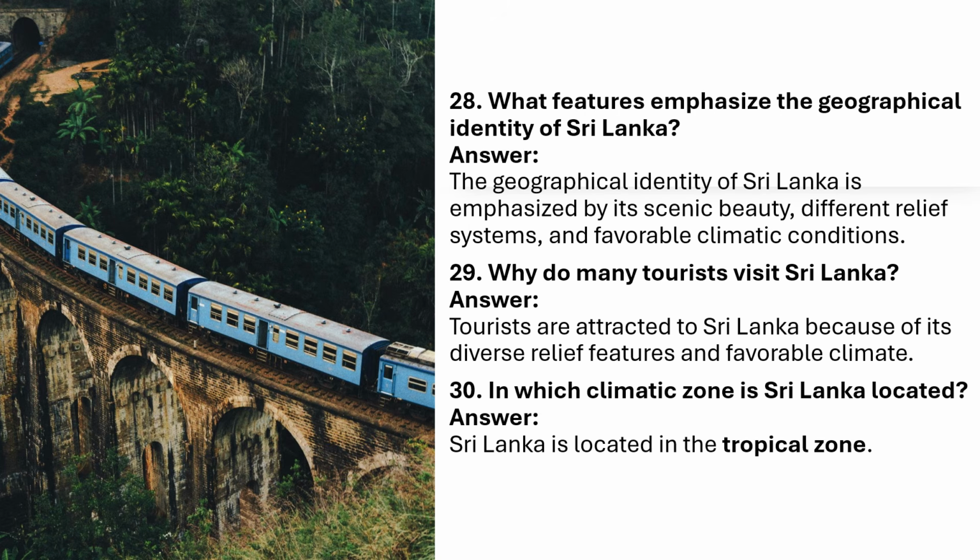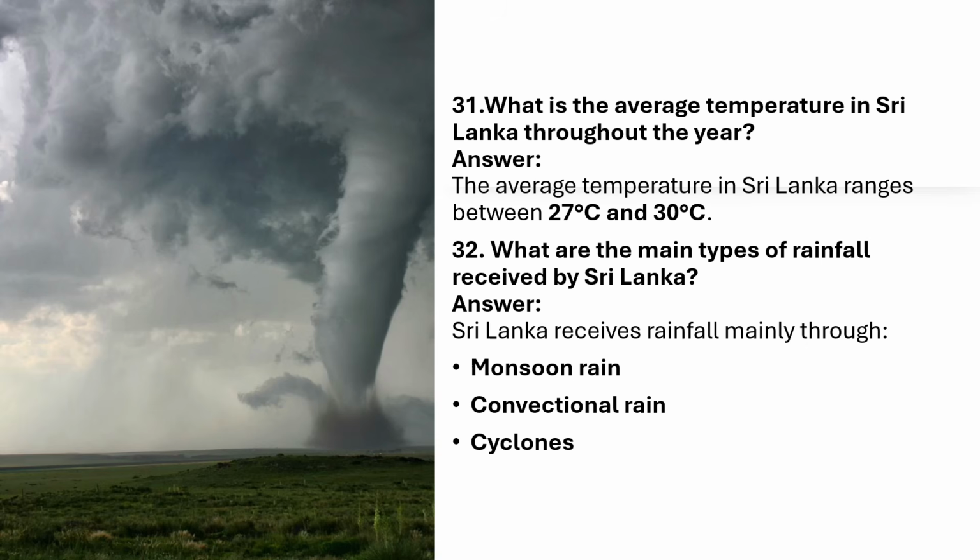You get the point. Why do many tourists visit Sri Lanka? Answer: tourists are attracted to Sri Lanka because of its diverse relief features and favorable climate. In which climate zone is Sri Lanka located? Answer: Sri Lanka is located in the tropical zone. What is the average temperature in Sri Lanka throughout the year? The average temperature ranges between 20 and 30 degrees Celsius.